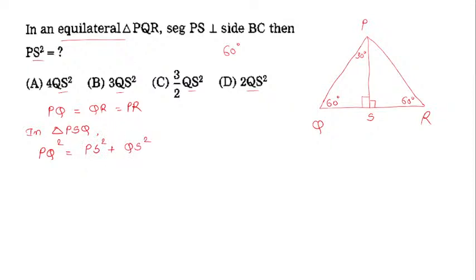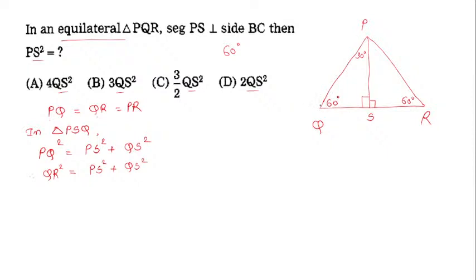Okay. Now here instead of PQ we can write QR, because it is an equilateral triangle, so PQ must be equal to QR. So instead of PQ we can write QR. So QR square is equal to PS square plus QS square.